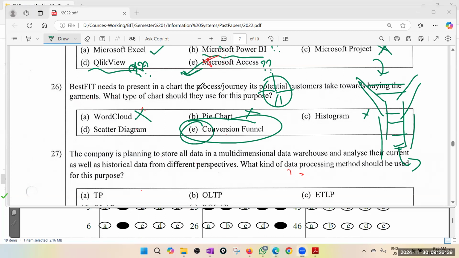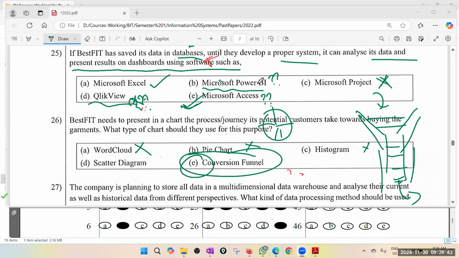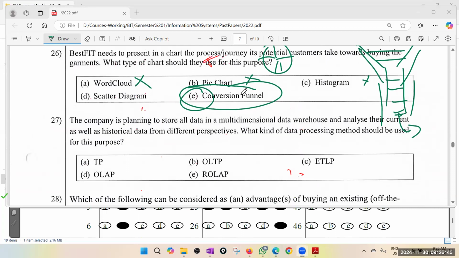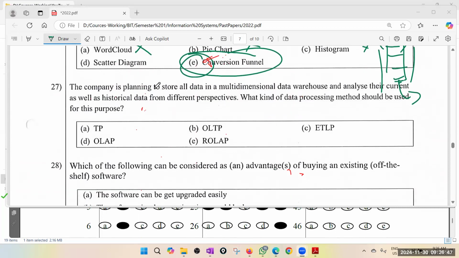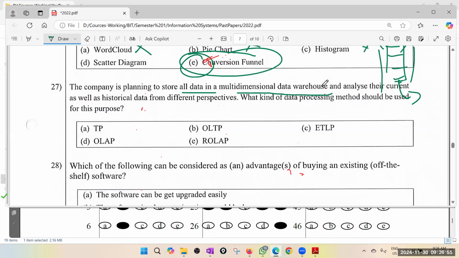Right. Power BI is used for data analytics. Yeah. So then yes, definitely that's the answer, right? Right. So 27. The company is planning to store all data in a multi-dimensional data warehouse. Remember the data cubes and so on, data marts we discussed, and analyze their current as well as historic data from different perspectives. What kind of data processing method should they use for this purpose?